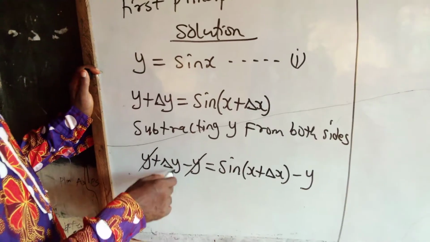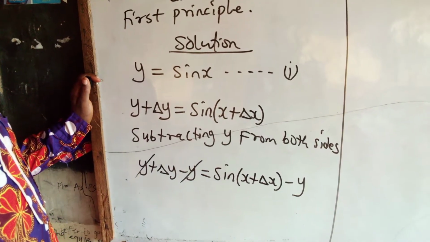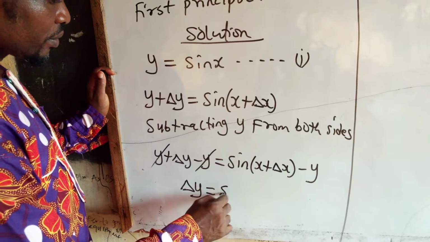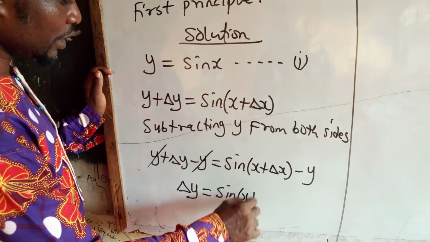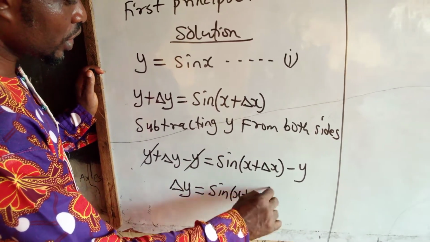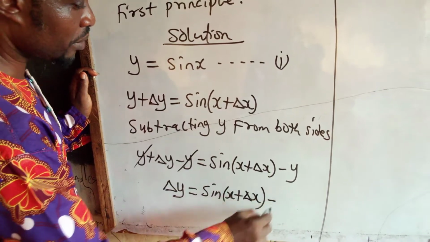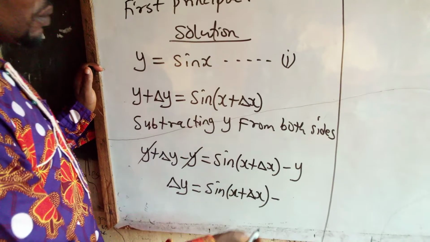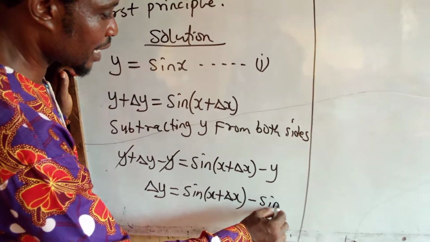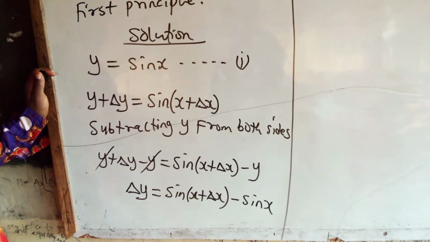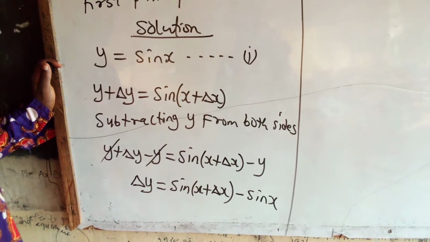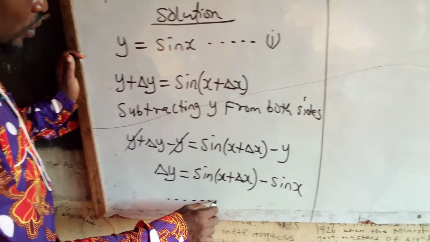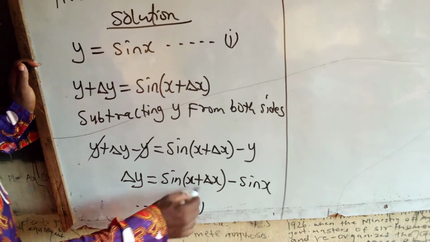Our aim is to make change in y the subject of the formula. So you have change in y will now be sine of s plus change in s, then minus y. From equation 1, y is sine s, so instead of writing y, you write sine s. Let me call this equation 2. So let us now expand this.